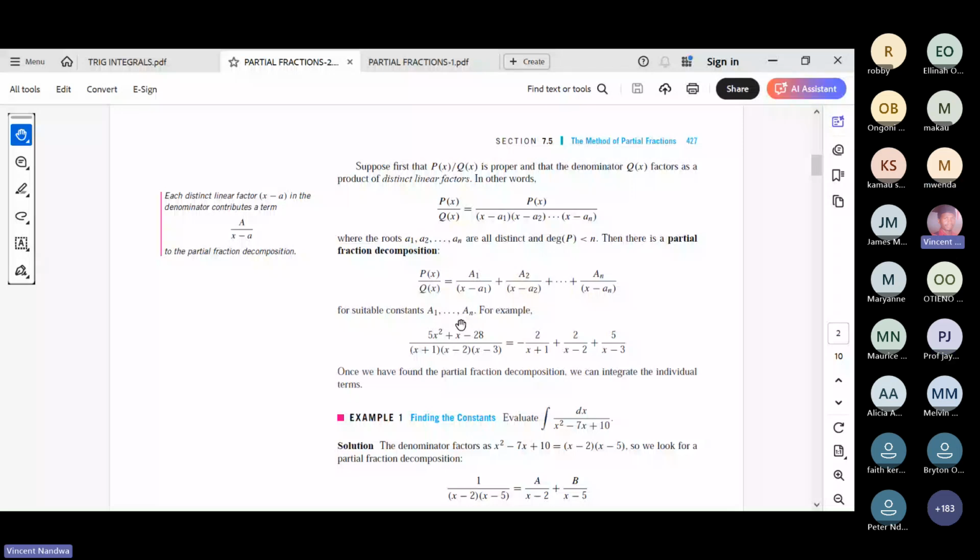So remember that thing is still the same as 5x squared plus x, then minus 28 divided by x plus 1, x minus 2, x minus 3. Are we there? Yes. Good. So what if we say that those two fractions are the same?